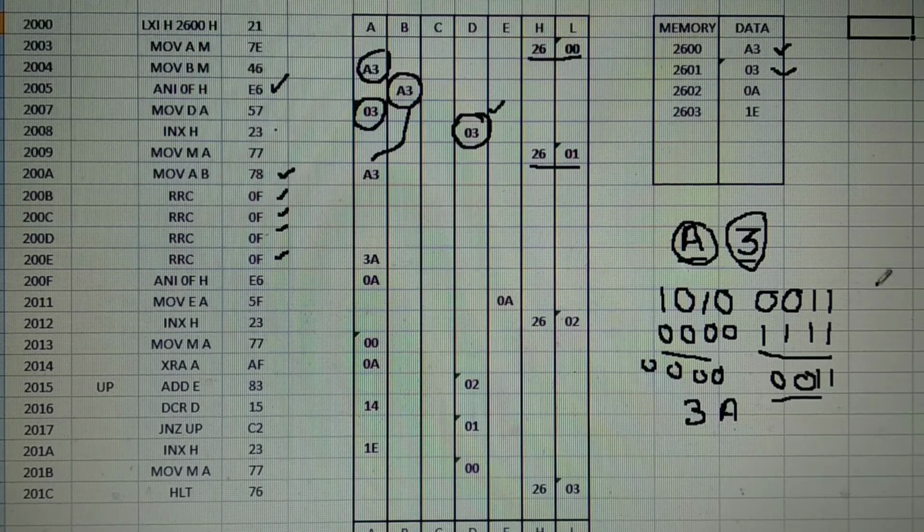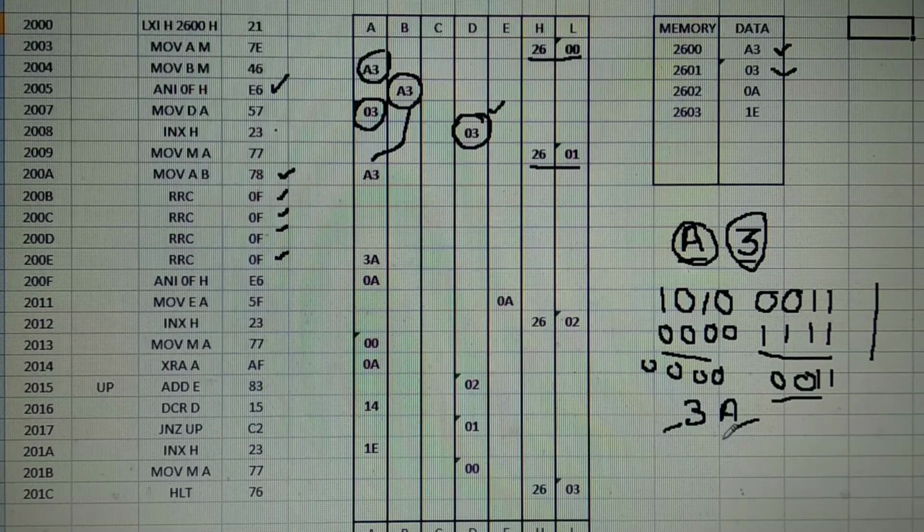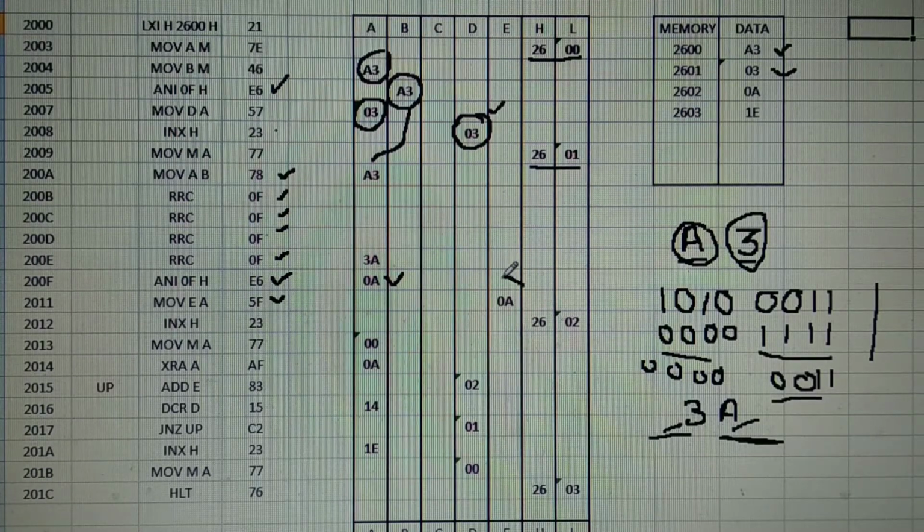Again the same logic is to be applied. Here A is required as it is and 3 is not required. The last 4 bits are required as they are, and the most significant bits are not required, therefore perform the AND operation with 0F. After execution you will get 0A. You have to transfer this number to one of the registers, it is transferred to register E. Then INX H, go to the next and MOV M, A, the number is taken to the next location.